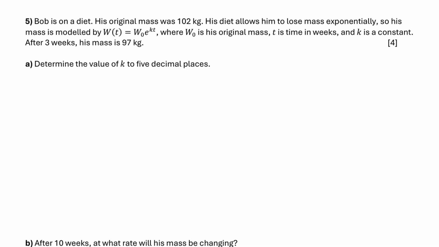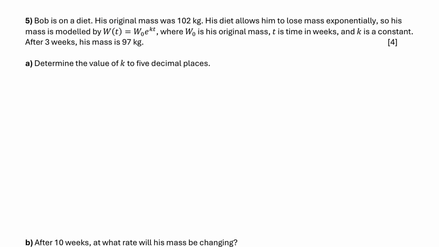So by subbing into this formula, I know W naught is the initial mass, and it started at 102, and after 3 weeks, so T would be 3, his mass goes down to 97. So W at 3 I could replace with 97, giving me 97 is equal to 102 times e to the K times 3, which I'll write as just 3K. Now we need to solve for K.